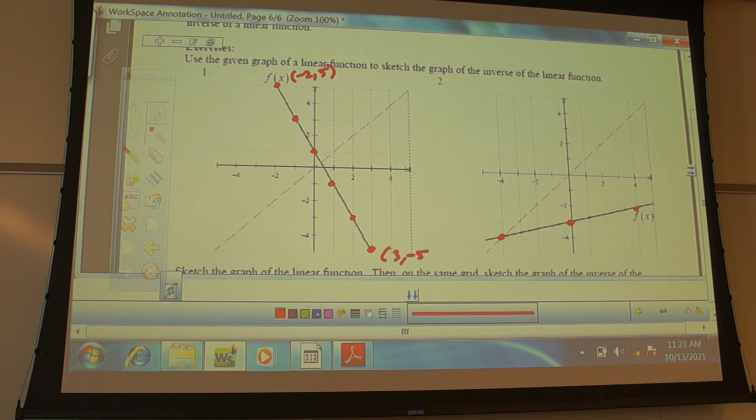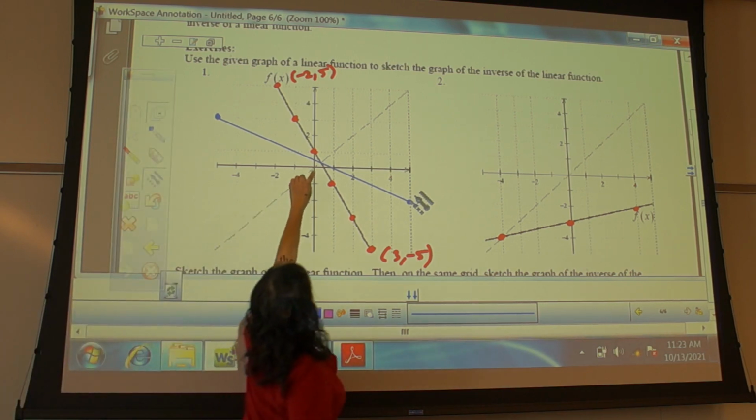So then what is their inverse? (-2, 5) becomes what, folks? (5, -2). And (3, -5) becomes what? (-5, 3), thank you. So then if you draw a line between them, oh, look at that, it goes right through. So where it crosses the line, they should both meet.